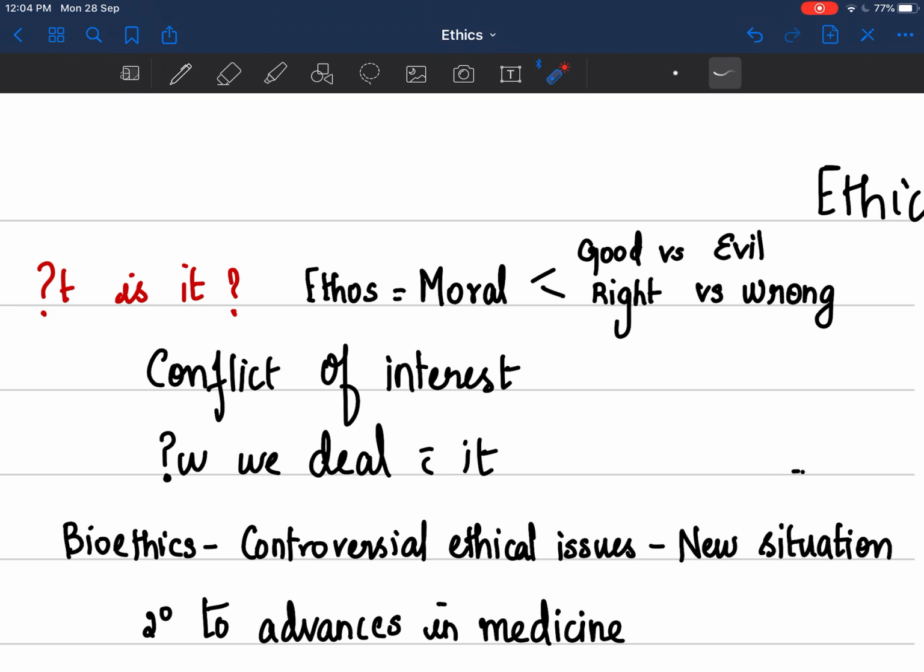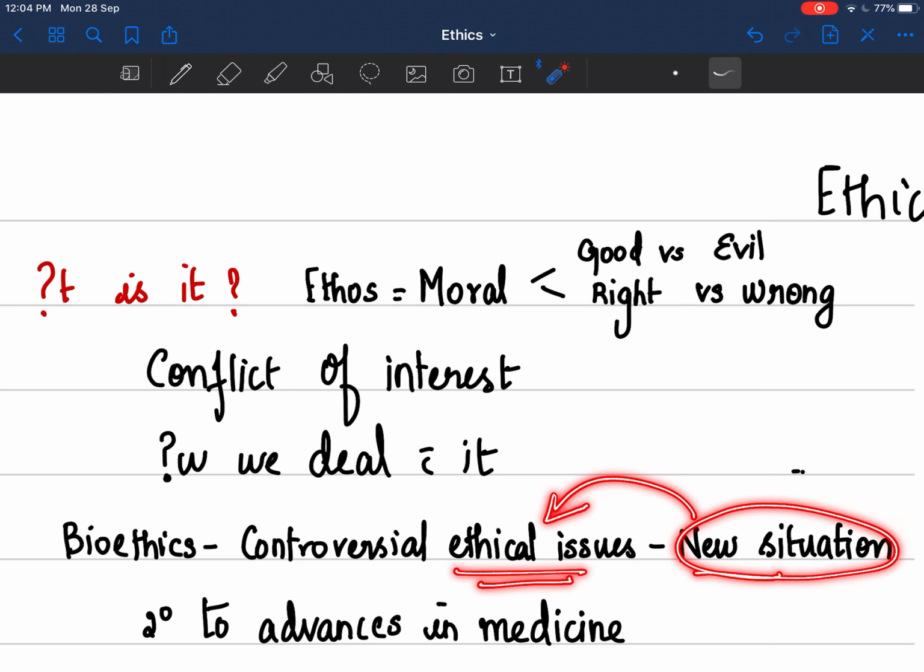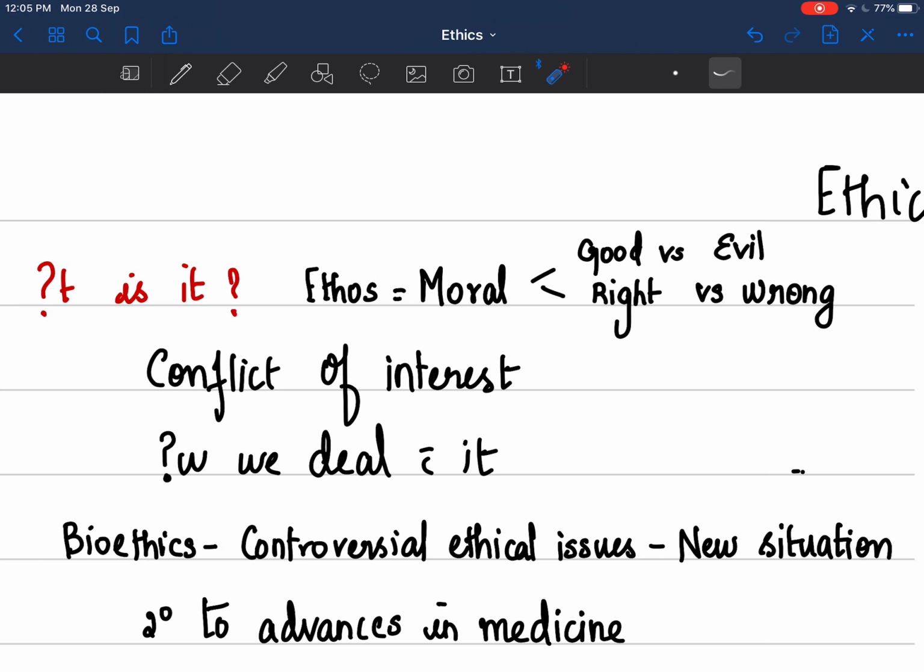And with the advancements of medicine, you are going to have to do newer research, newer projects, and with that comes new situations. And with every new situation, you have dilemmas, you have controversial ethical issues. The controversial ethical issues are as in whether what you are doing is right, whether how you are doing it is right, and on whom you are doing it, is that okay? So all of those questions need to be answered, and that is bioethics.